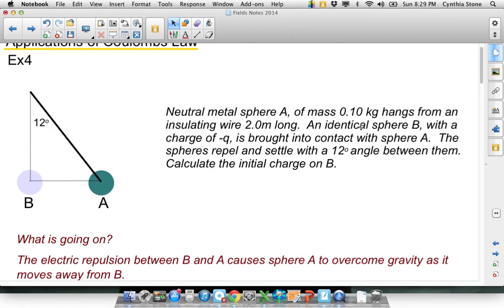By the way, here's another little piece. If these two come into contact, what you can always assume happens is that, since A was neutral to begin with, say B, for the sake of argument, was initially 2 coulombs. After they touch, you can assume they each have 1 coulomb, that it gets split evenly. We don't know what the number is. That's what we're solving for. But you can assume that they have the same charge, wherever that charge is.